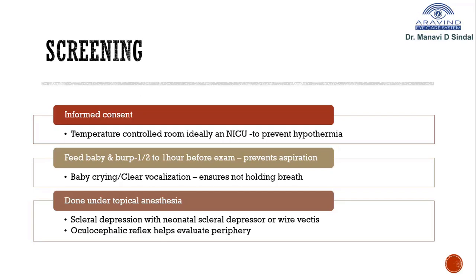In India, typically we do the screening under topical anesthesia. We use a special speculum called the Alfonso speculum, and we usually use a wire vectis to rotate the globe to the different areas. We don't actually depress, we just move the globes. And the oculocephalic movement, the doll's eye reflex, can help you see the different parts of the eye.